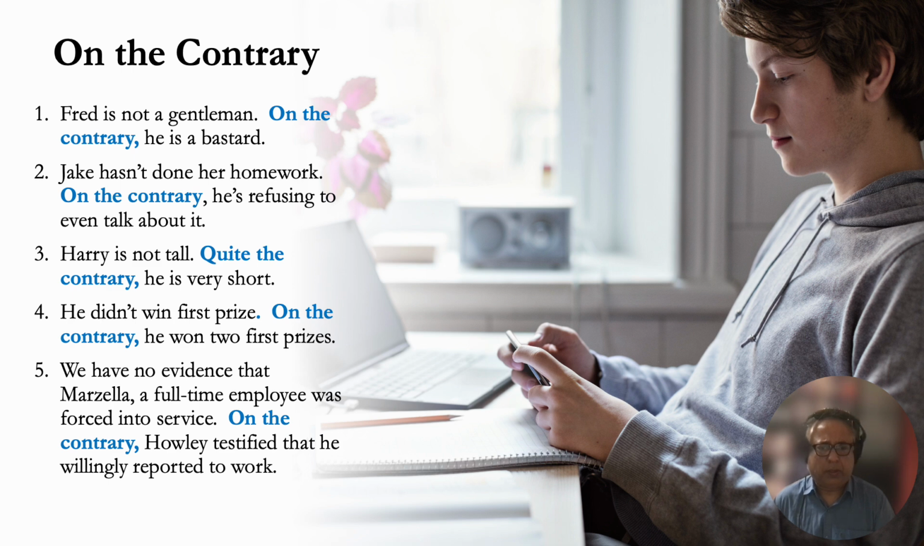Okay, so on the contrary, quite the contrary, on the contrary, this is a contrastive discourse marker. He didn't win first prize, for example. Look at number 4. He didn't win first prize, period. On the contrary, he won 2 first prizes. See? Just the opposite of what one would expect.